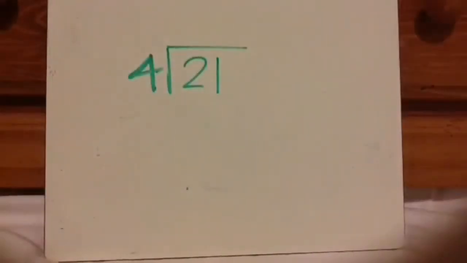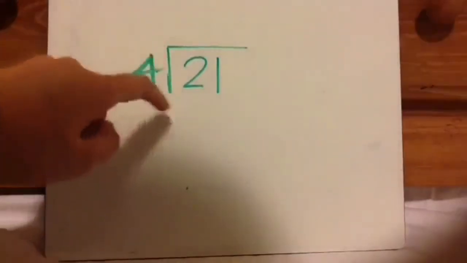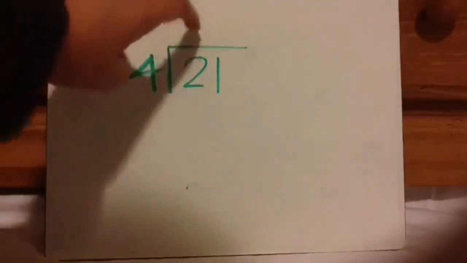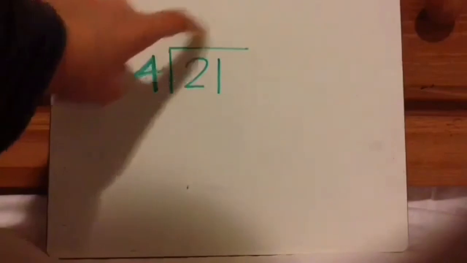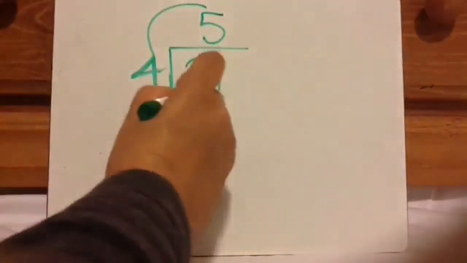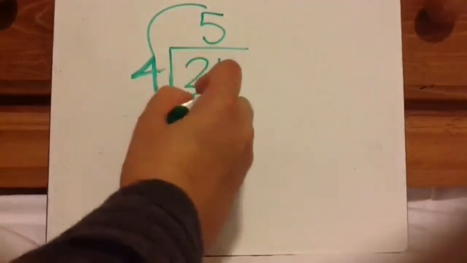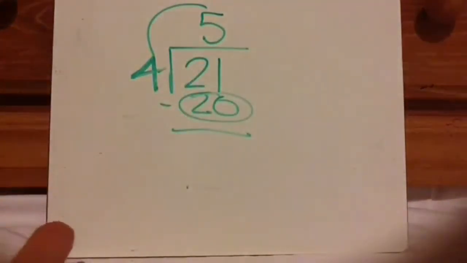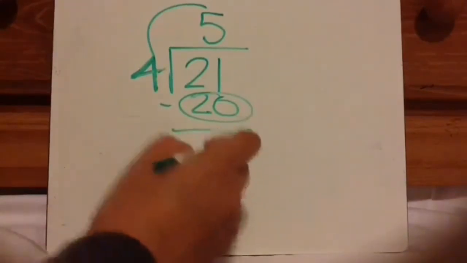Let's look at another example. Suppose I have 21 somehow put in an array with 4 rows. How many in each row and how many left over? So you have to solve. 4 goes into 21 5 times. 5 times 4 is 20. So this is the best your array can be. There can be 20. There will be 1 left over.